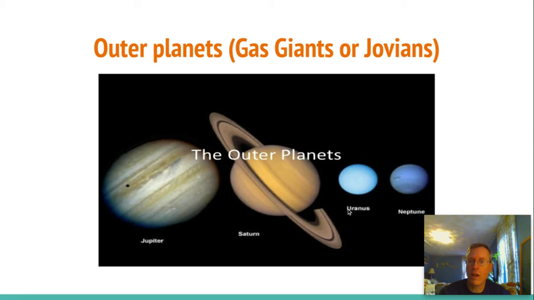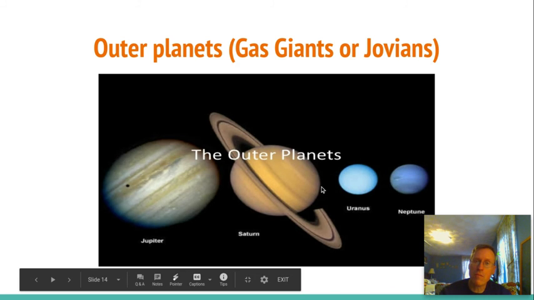And here are the outer planets. These are gas giants. They're much bigger than Earth, okay? But they're mainly made out of hydrogen gas for the most part.